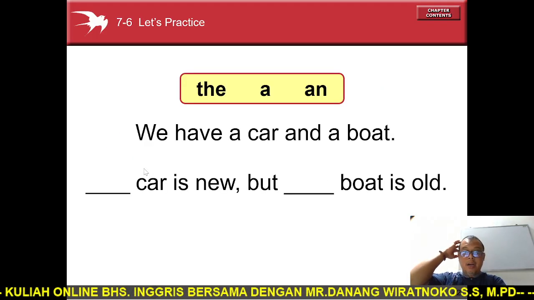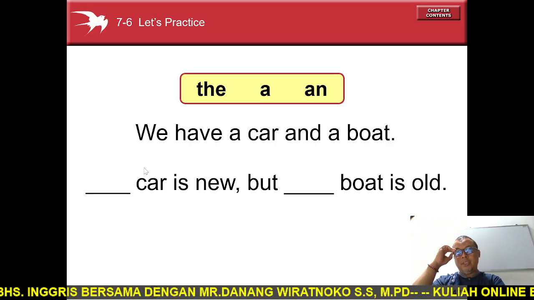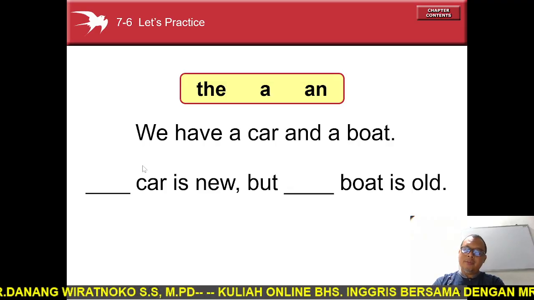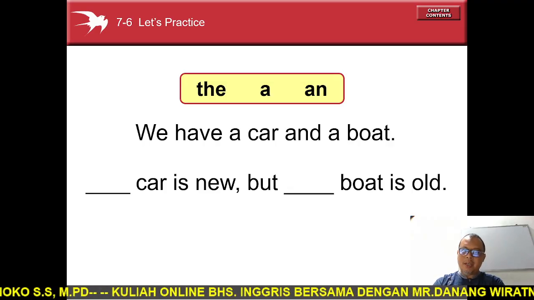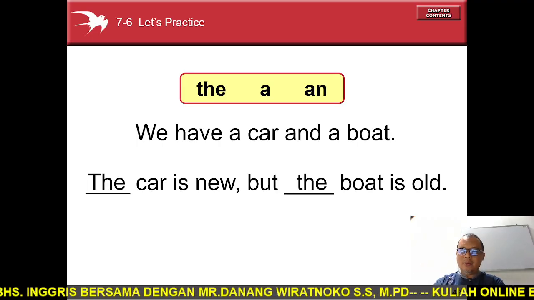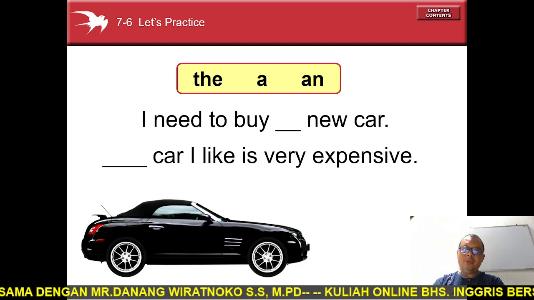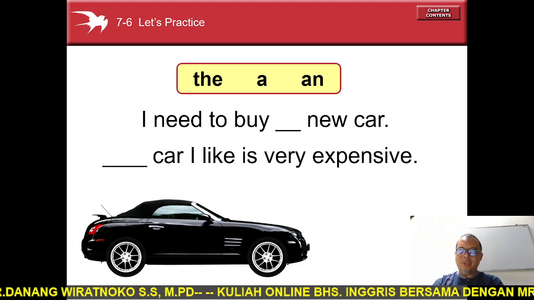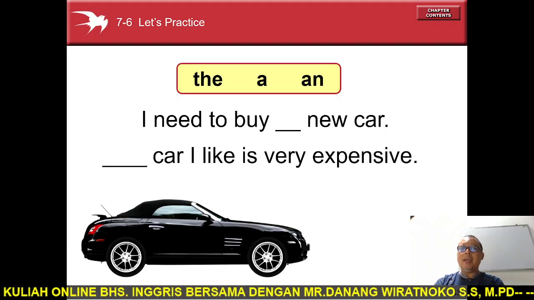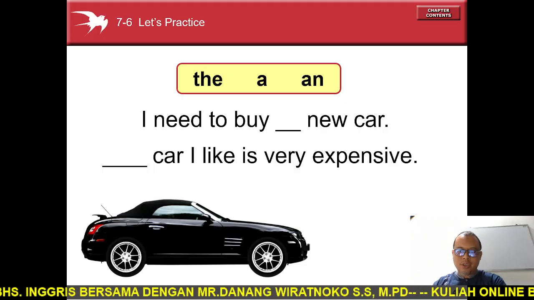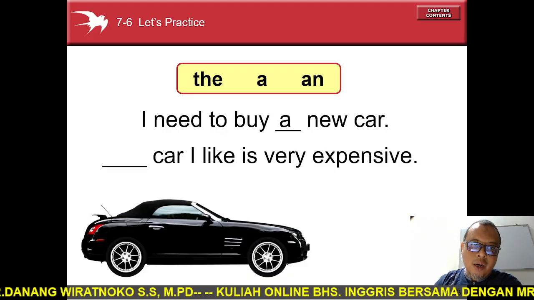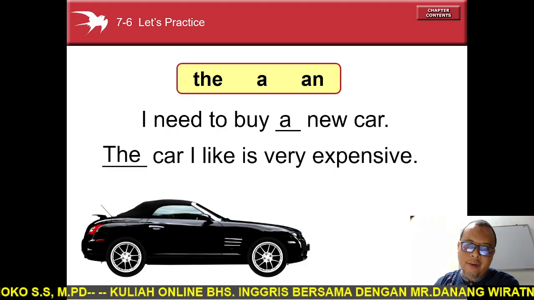Okay, let's practice here. We have a car and a boat. So what do we use? Is it the, a, or an? Of course, the object is already introduced, atau sudah diperkenalkan objeknya itu a car and a boat. So we use the car is new, but the boat is old. Okay, I need to buy a new car. The car I like is very expensive. I need to buy a new car because we want to introduce something new. And then that new car, we use the car I like is very expensive.